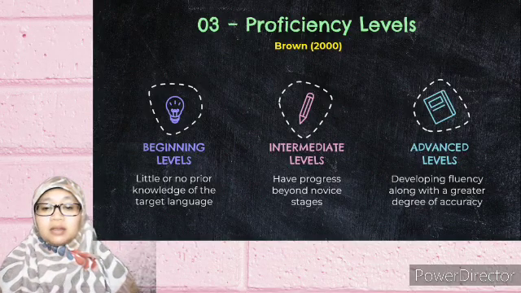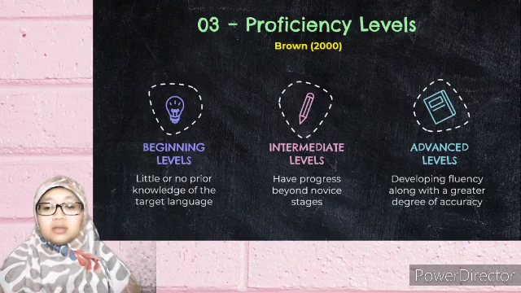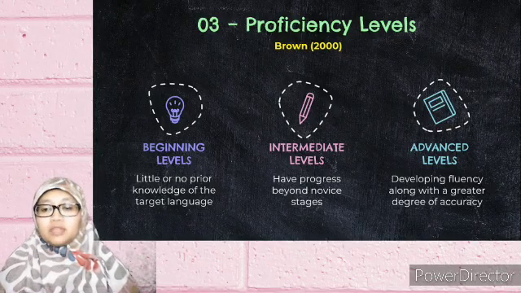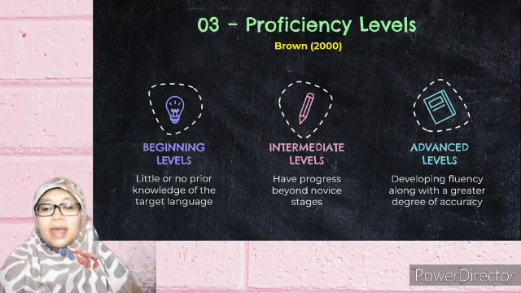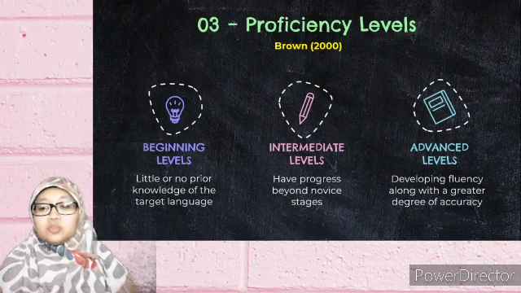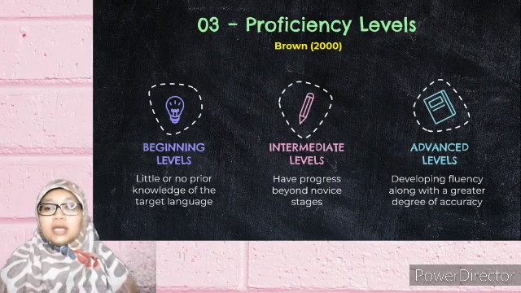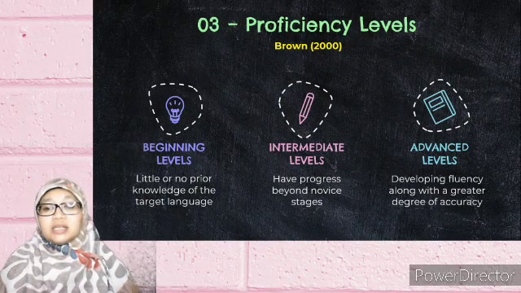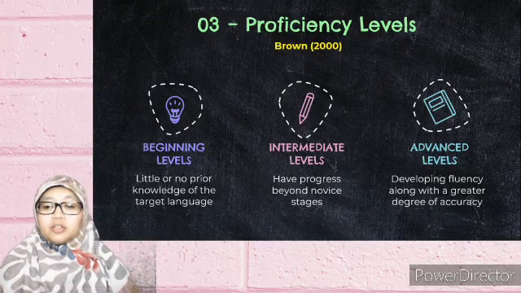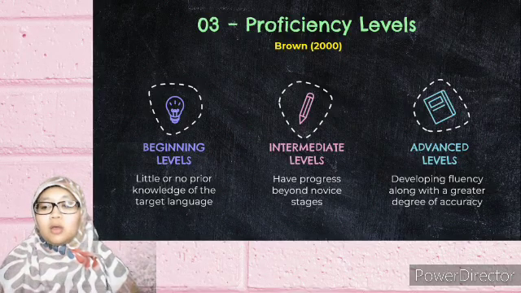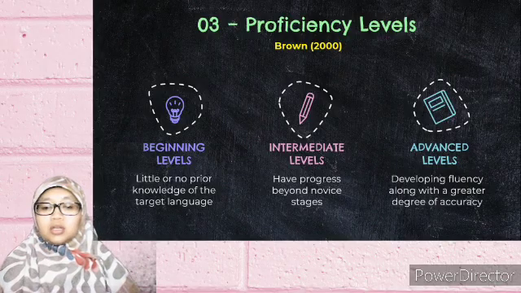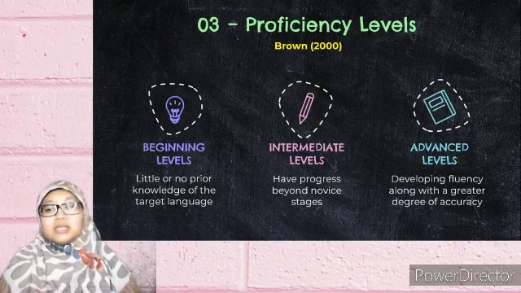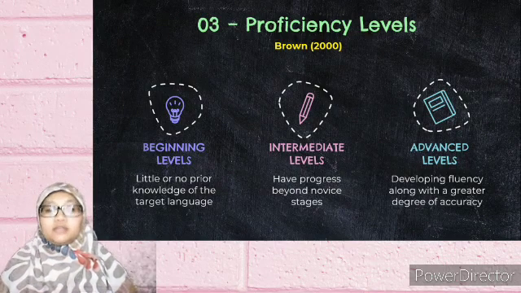While students at the intermediate or middle levels might have the ability to communicate in a simple way, and we can start to blend their conversation. And then students reach the advanced level if they are able to use the language in situations where they need to use it. So it means that they have already developed fluency along with a greater degree of accuracy.